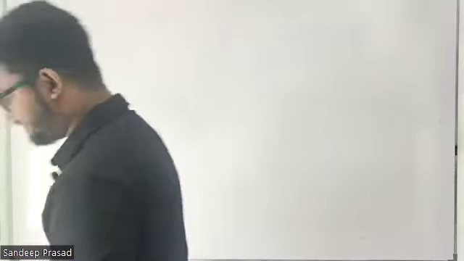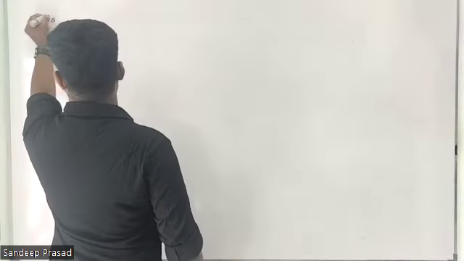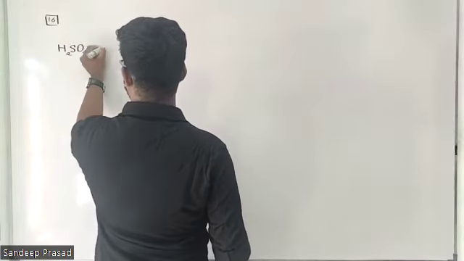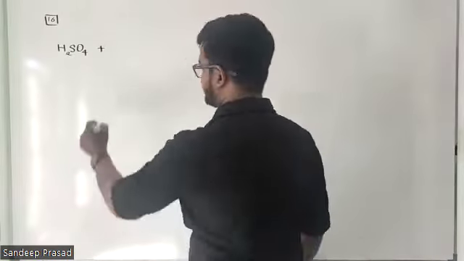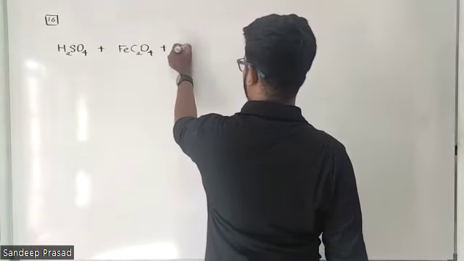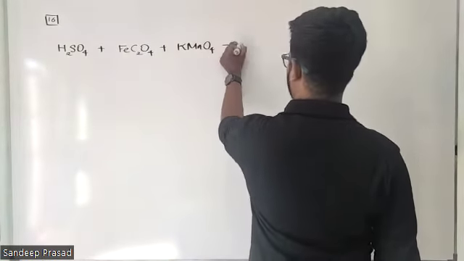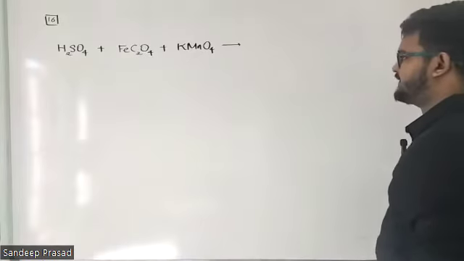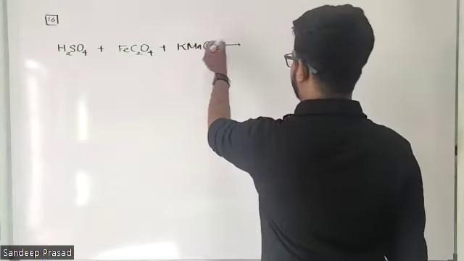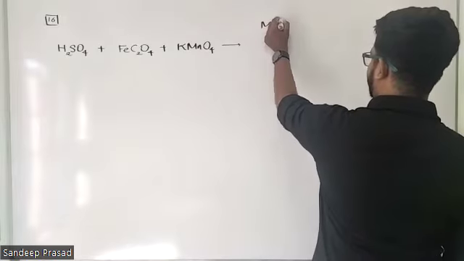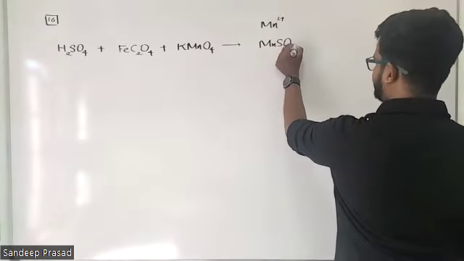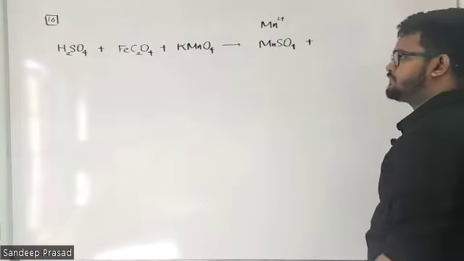In the 16th one, I have given you, students, in sulfuric medium, ferrous oxalate is reacting with potassium permanganate, KMnO4. Right. First of all, we have to obtain the products. We know that permanganate is going to convert into Mn2+. Mn2+ will be neutralized by the sulfate. Then MnSO4 is one of the major products.